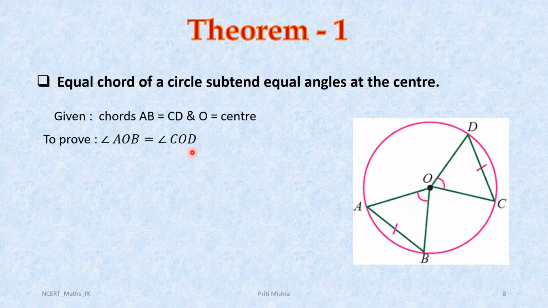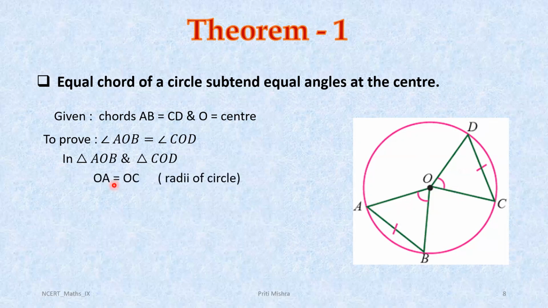Now we will start our proof. In order to prove that these two angles are equal, we just need to prove the triangle AOB is congruent to triangle COD. If these two triangles are congruent, then very easily we can say angle AOB is equal to angle COD. So let's prove these two triangles are congruent. So in triangle AOB and triangle COD, we have to write down the points in order to prove congruency.